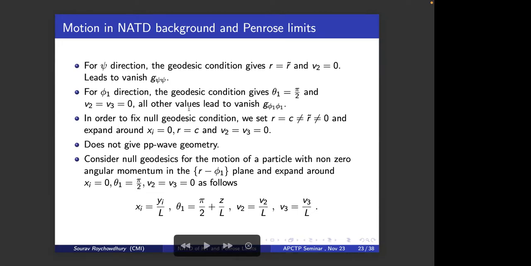Rather, as we got some non-trivial contribution from phi 1, we consider the motion in the R-phi 1 directions. And we expand around ξ equal to 0, the cos equal to 0, and the expression we got by imposing the geodesic condition. So we propose the expansion as follows.